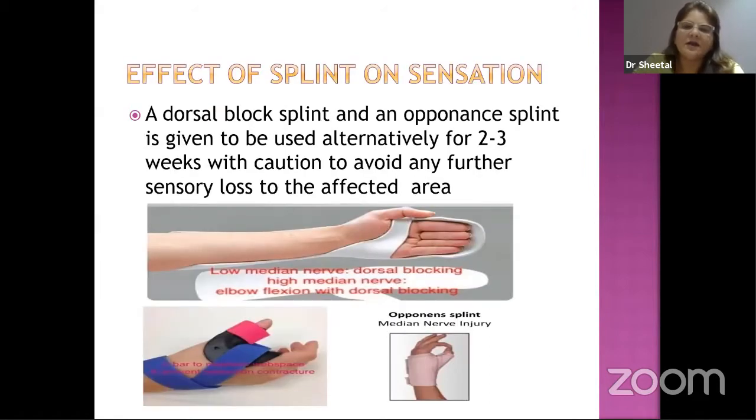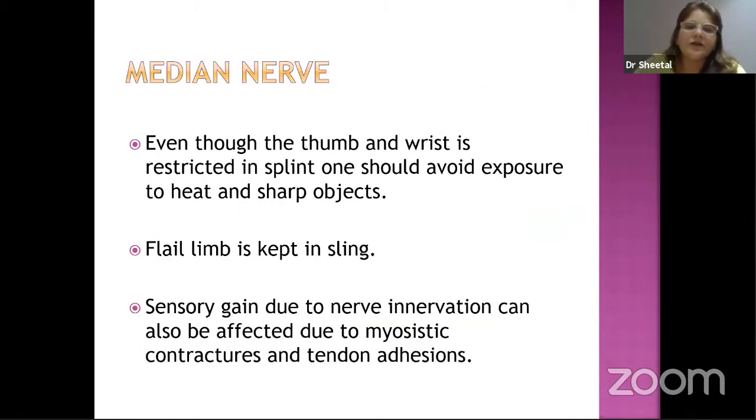As far as sensory re-education is concerned, first of all a dorsal block splint and an opponens splint are given to the patient, to be used alternately for 2 to 3 weeks, with caution to avoid any further sensory loss to the affected area. As you can see below, both the splints. Even though the thumb and the wrist are restricted in the splint, one should avoid exposure to heat and sharp objects. This is very important. The affected limb is kept in a sling.